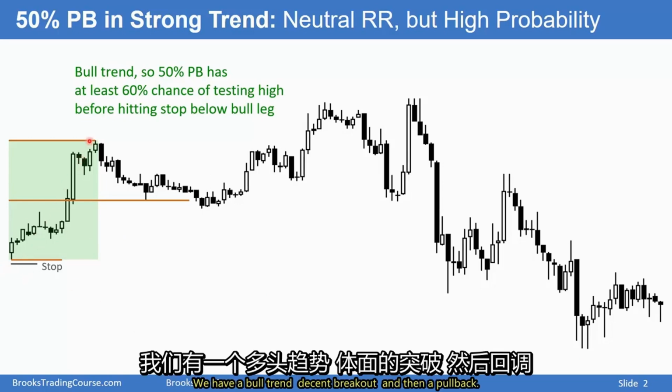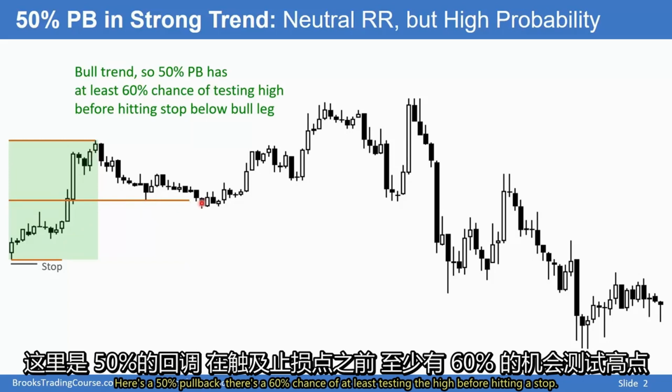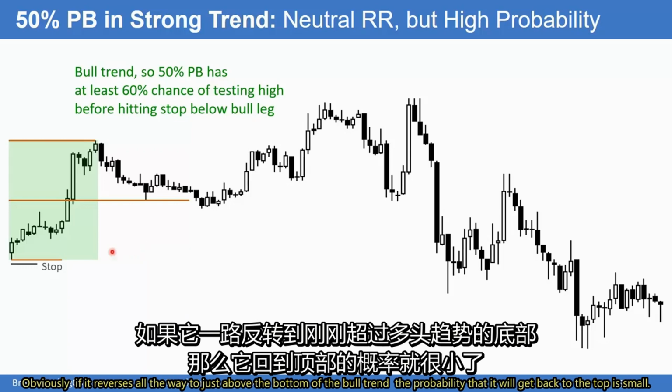We have a bull trend, decent breakout, and then a pullback. Because there's a strong bull trend, if there's a 50% pullback, there's the low of the bull trend, there's the high of the bull trend, here's a 50% pullback. There's a 60% chance of at least testing the high before hitting a stop if a person were to buy that 50% pullback. A bull trend means it's more likely that the market will continue higher. Obviously, if it reverses all the way to just above the bottom of the bull trend, the probability that it will get back to the top is small.